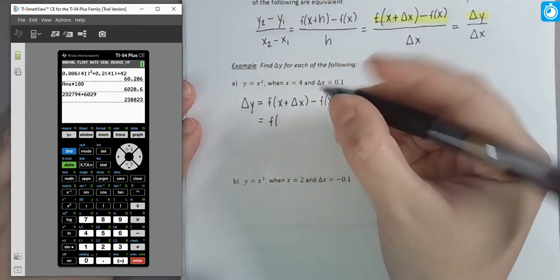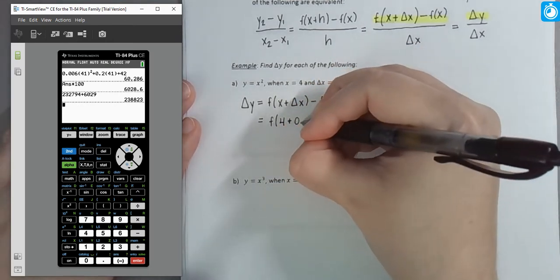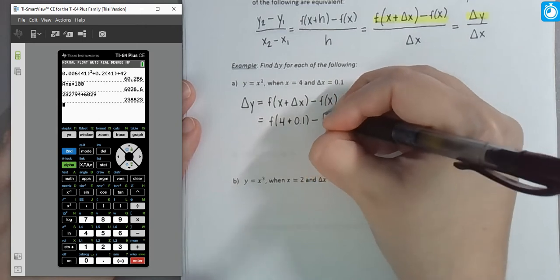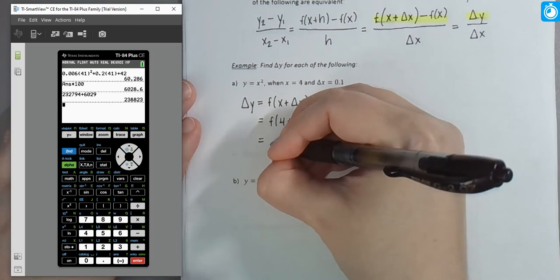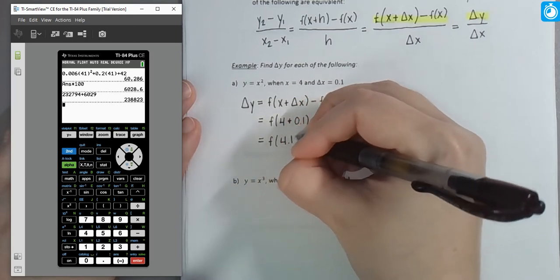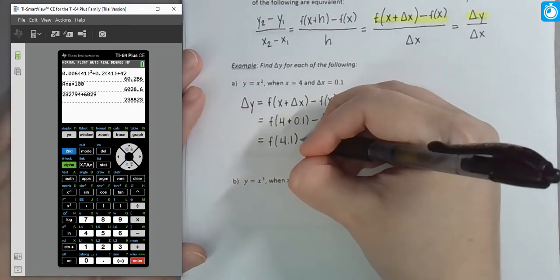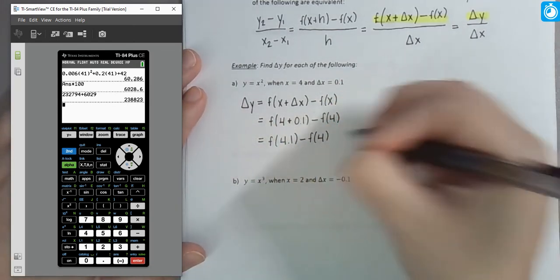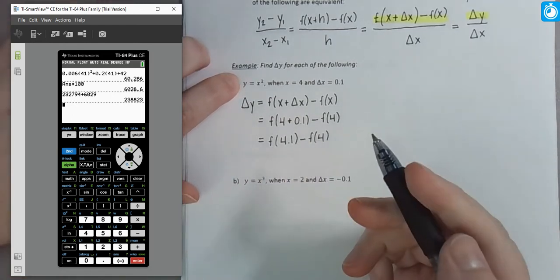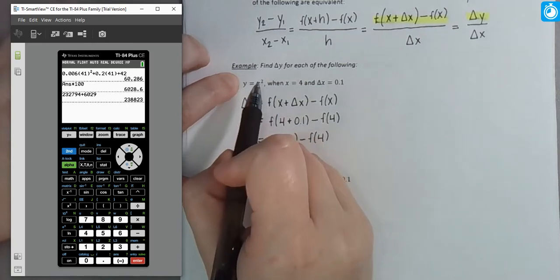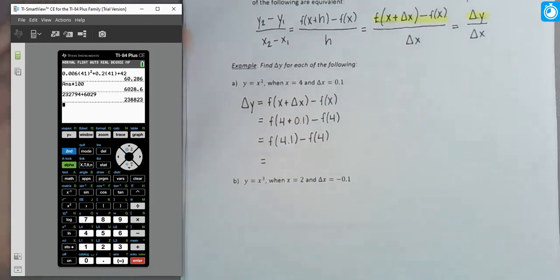So f of x, which is 4, plus the change in x, which is 0.1, minus f of x, which is f of 4. So that's going to be f of 4.1. In other words, 4.1 is our new x value, minus f of 4, which is our original x value. Where do we get these values? Well, that's what our function is for. If we were to sub in these x values, square them, we'll get the associated output. So let's see what that's going to be.